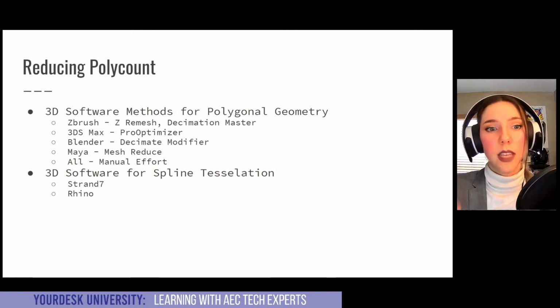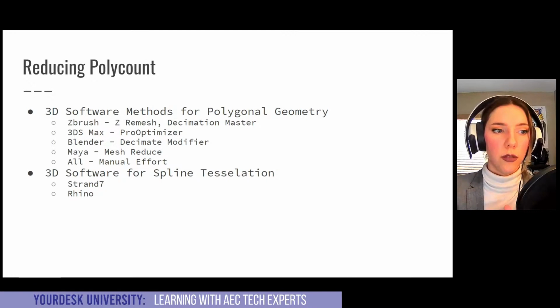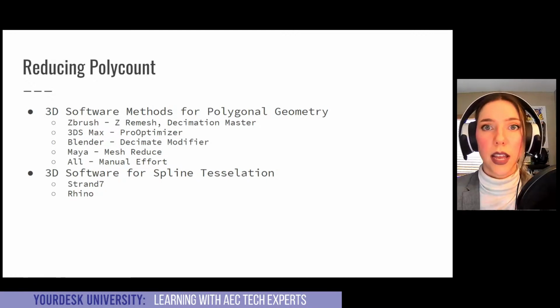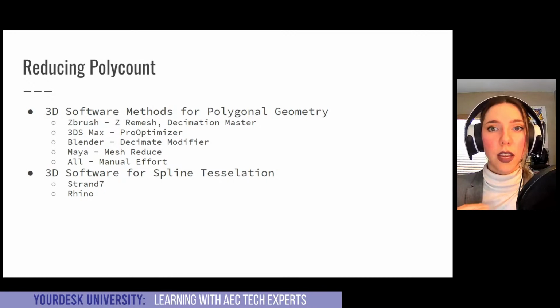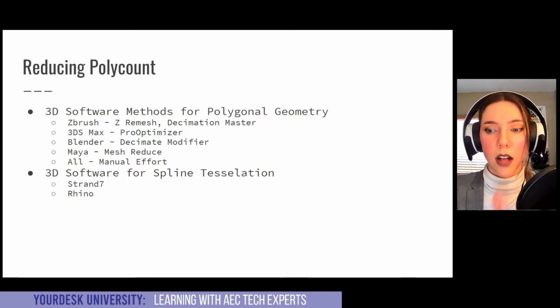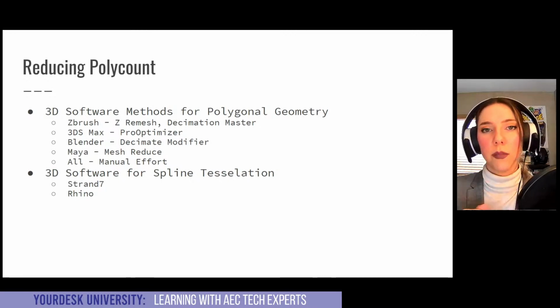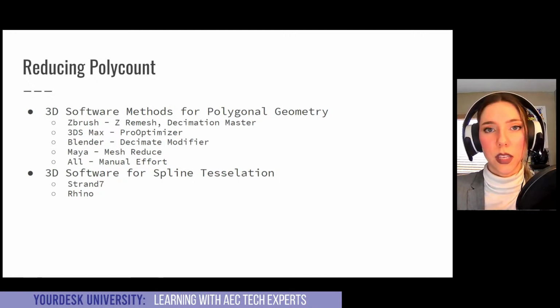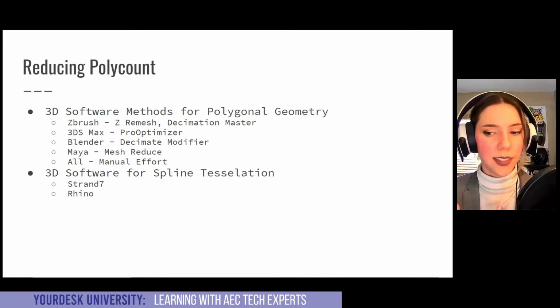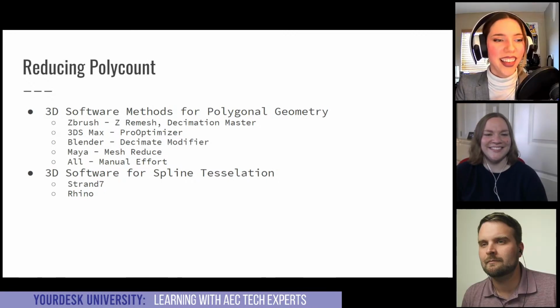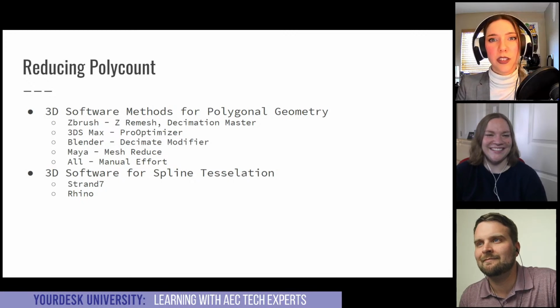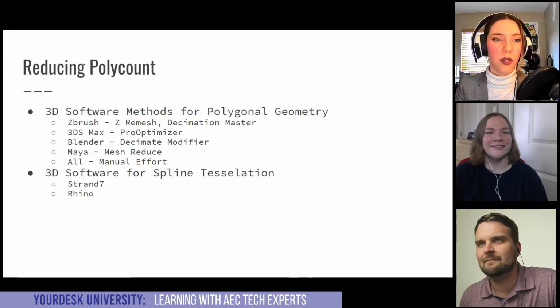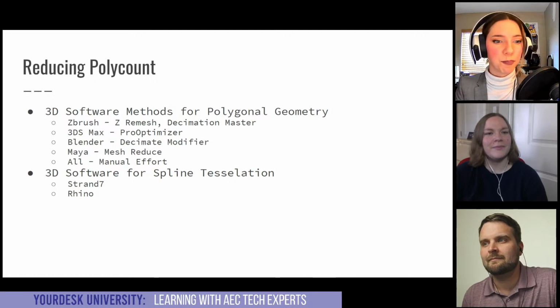So the first one, if you already have polygonal geometry, you can use ZBrush, 3ds Max, Blender, or Maya to use their proprietary mesh reducing algorithms. They all have different names. I've listed them here. But in all of those different programs, if you are a 3D artist, you know how to manipulate them. You can manually reduce the poly count, which is what we had to do in the old days, back in my day. So cool stuff like Decimation Master and stuff like that wasn't available in the old days.